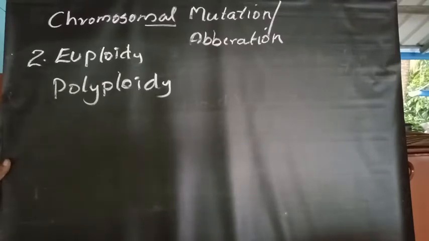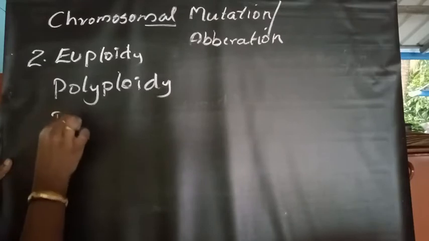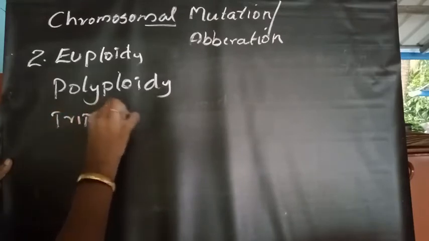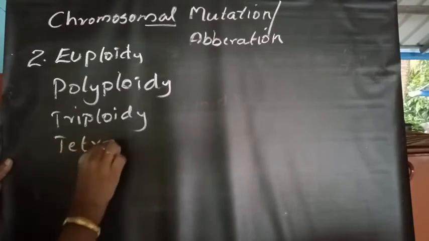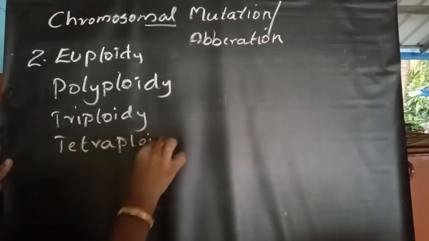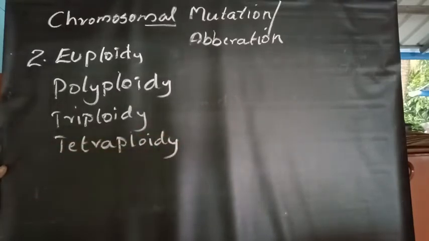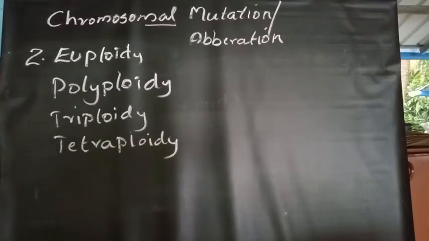When there are three basic sets of chromosomes, it is called triploidy. When there are four, it is called tetraploidy. Then five, pentaploidy, six, hexaploidy. Like that, many different types of ploidies can be seen in organisms. Clear? So these are about the numerical chromosomal aberration.